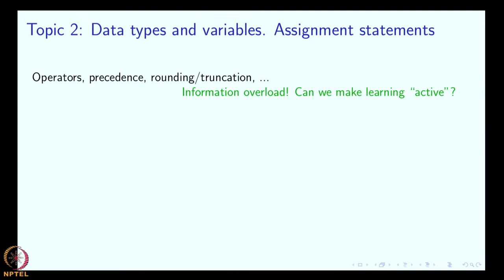So a natural question is, can we make this learning active? By active learning, I mean students have to think, students have to participate somehow. If you just keep feeding information, then you know what happens. Students may have their eyes open, but they might actually be sleeping for all practical purposes. We don't want that to happen.